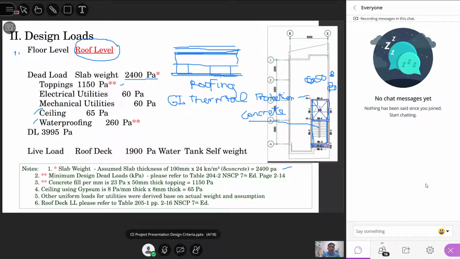Sometimes, yung ceiling na lang, utility. Electrical, mechanical, and ceiling. So yan na lang idadagdag natin yan, meaning 650, electrical utilities, 60, mechanical utilities, another 60, and then ceiling is 65. So ano ang nawawala ngayon dyan? Yung trusses, GI roofing, framings, and everything, kasama na sa 650 Pascal yan.